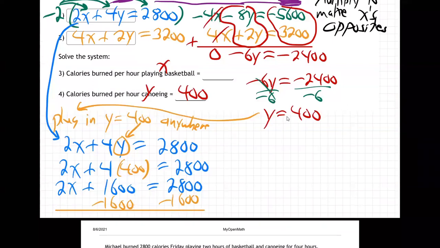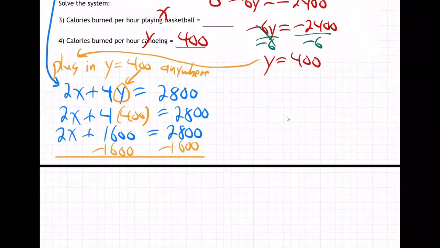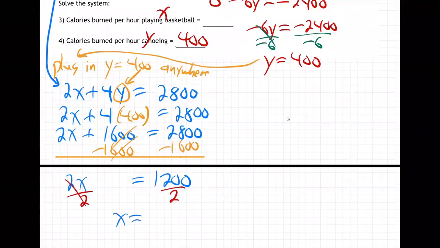So when we do so, cancel. 2x equals, what's that, 1,200. Last step, divided by 2. X is 600. And so bring that back up. There we go. 600 for x. We got it. All right.